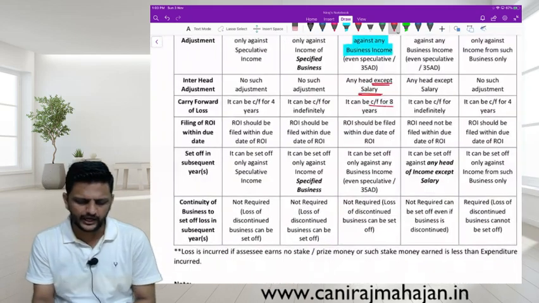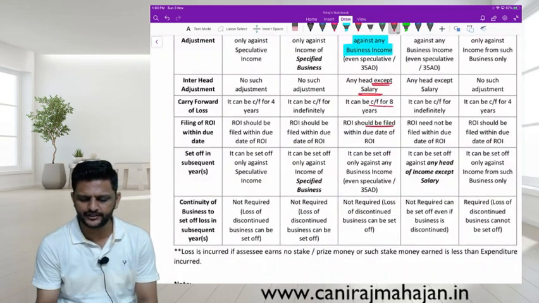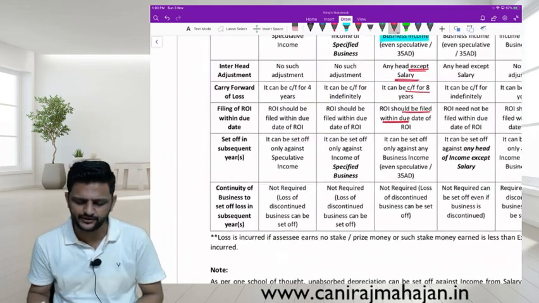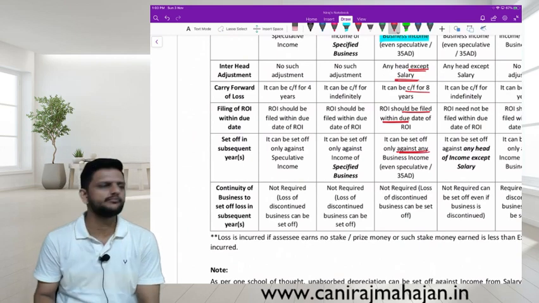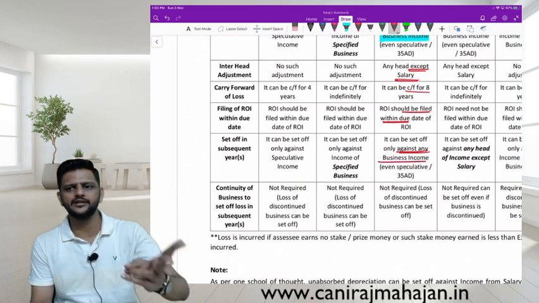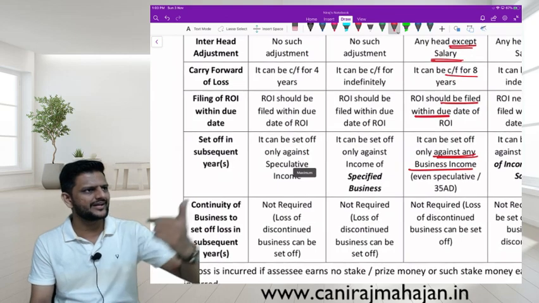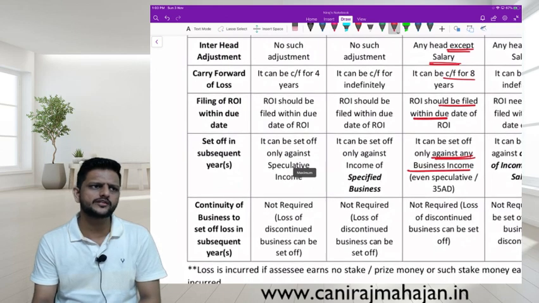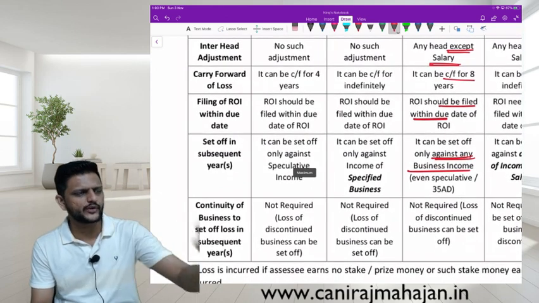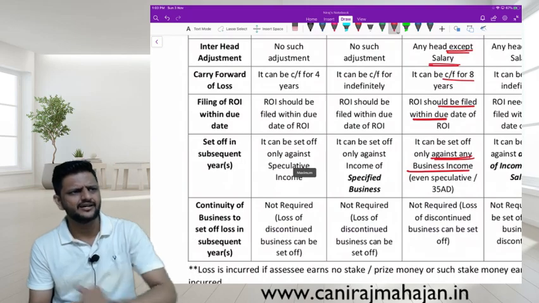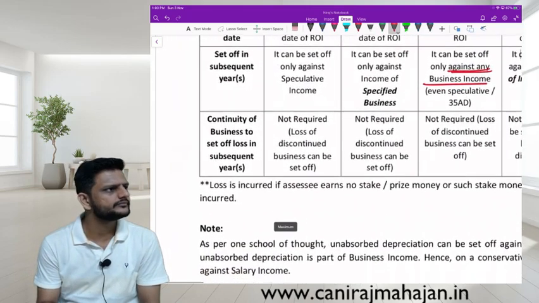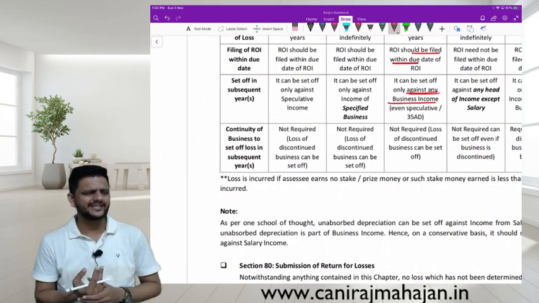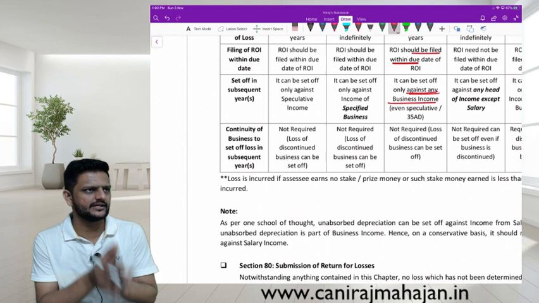Okay. Then ROI to be filed? Yes, it should be filed within the due date. Set off in the subsequent years, that means later years, against any business income. So you can say the adjustment for the current year and subsequent years is the same. Where it was not the same was in HP. In the subsequent year, HP loss can be set off only against HP income. And continuity of business to set off loss in subsequent years. We are talking of the business.